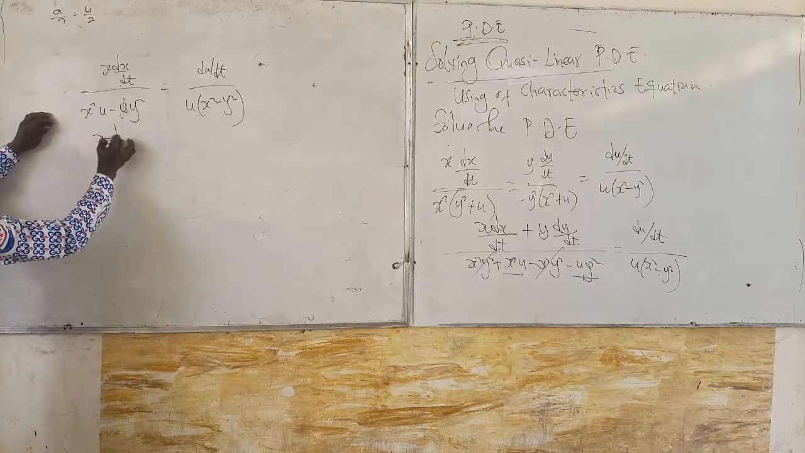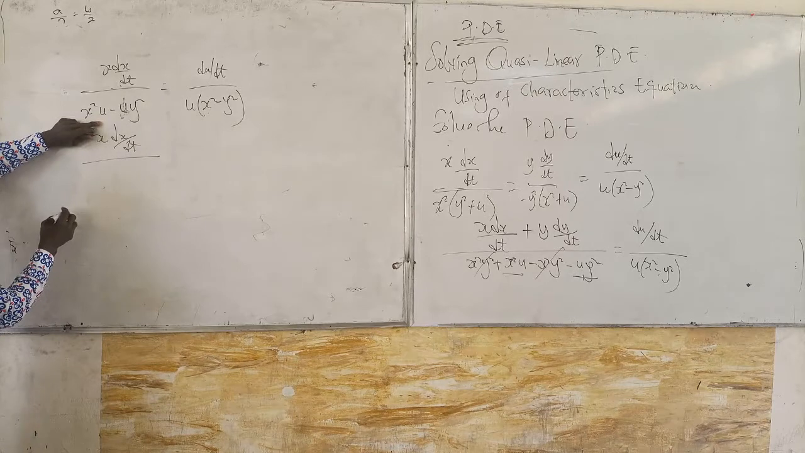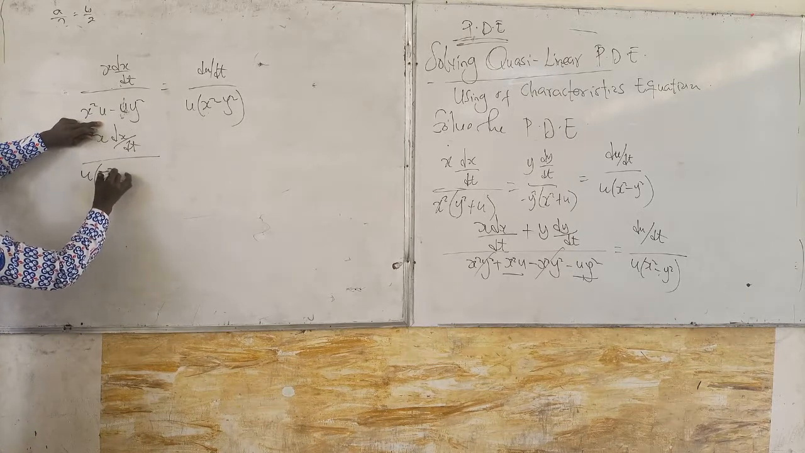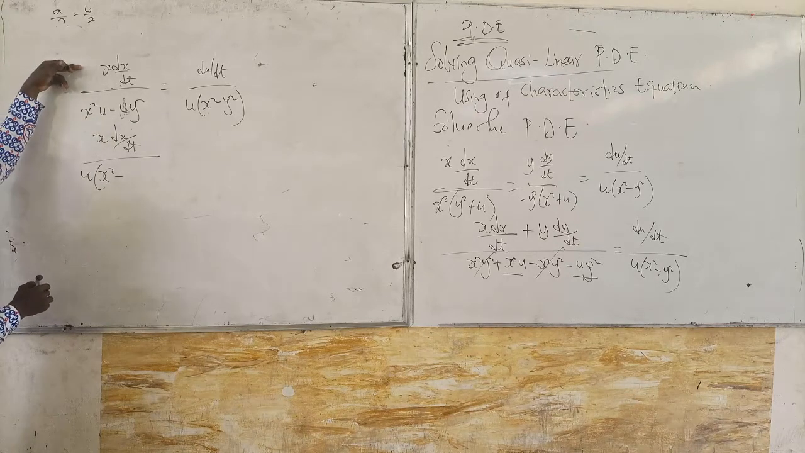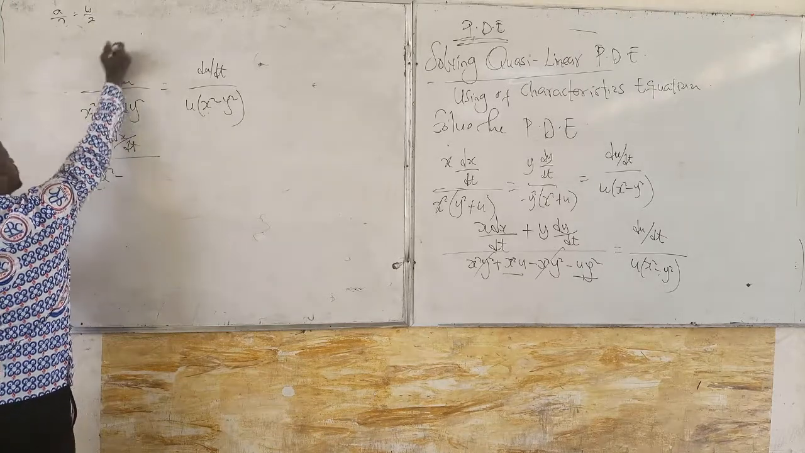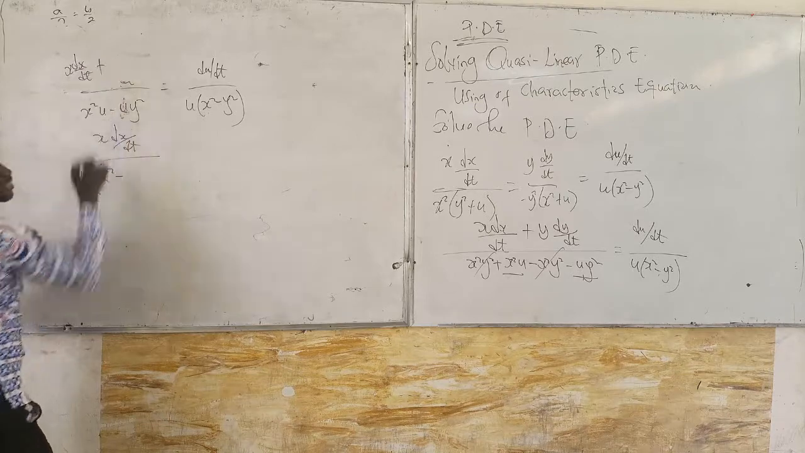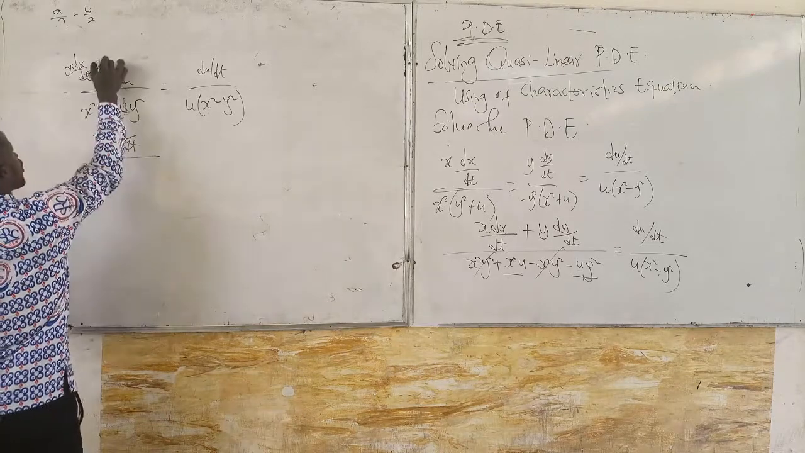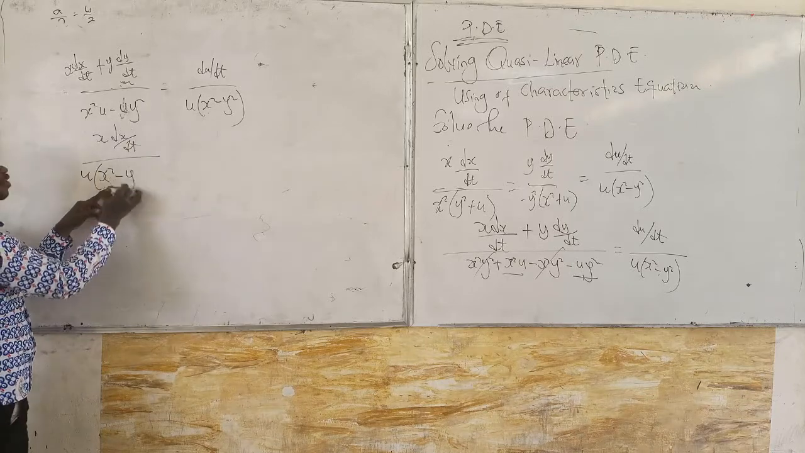So now s ds dt over, you can factor u out, right? So we get the x square minus y dy in the numerator. Plus y dy dt. All right.